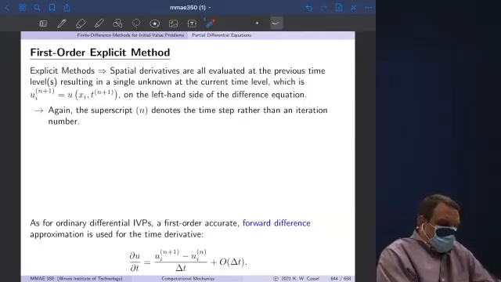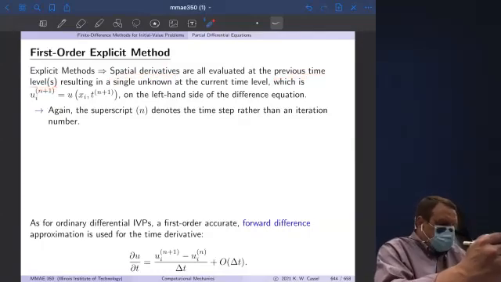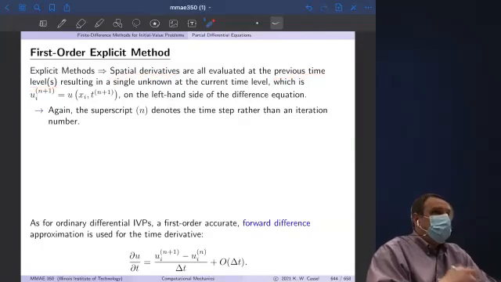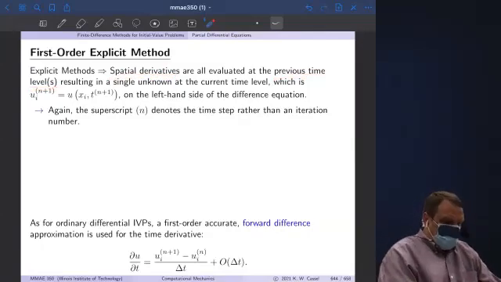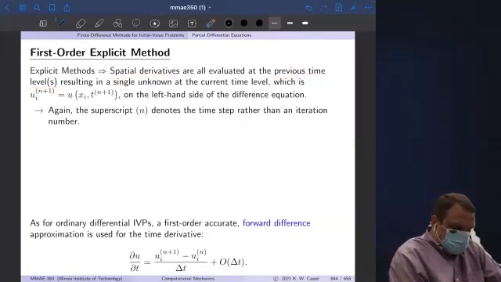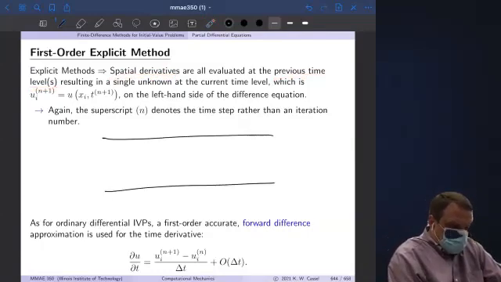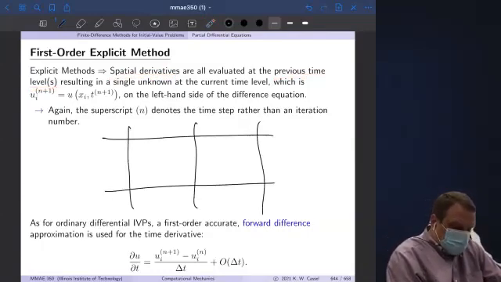So the way explicit methods work for PDEs is that the spatial derivatives are all going to be evaluated at the previous time step, and then we will use a forward difference for time. And that's going to give us an explicit expression. So it'll look something like this. Once again, this will be our stencil. So the X marks the spot is right here. It's at the nth time level.